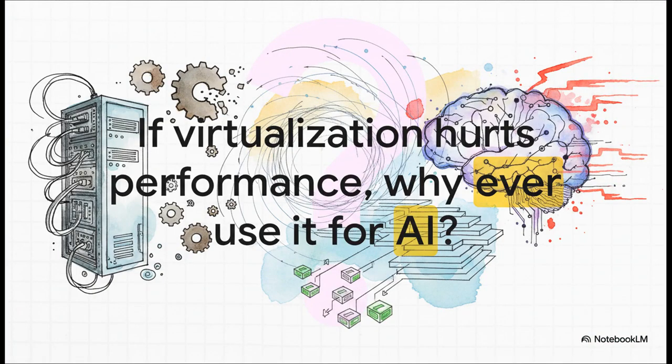So let's just tackle the elephant in the room right away. It's the big question, isn't it? We all know virtualization has some performance overhead. So why in the world would you ever saddle a super demanding AI workload with it? I mean, on the surface, it sounds kind of crazy. But as you're about to see, there's way more to the story than just raw speed.